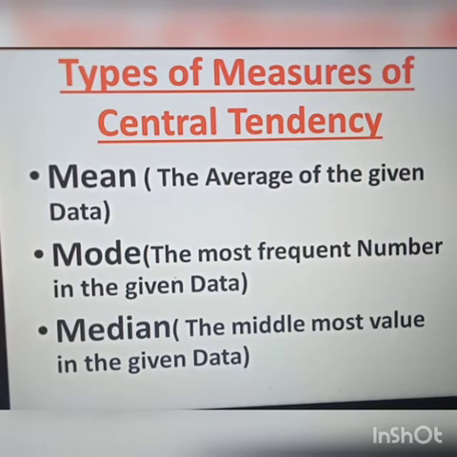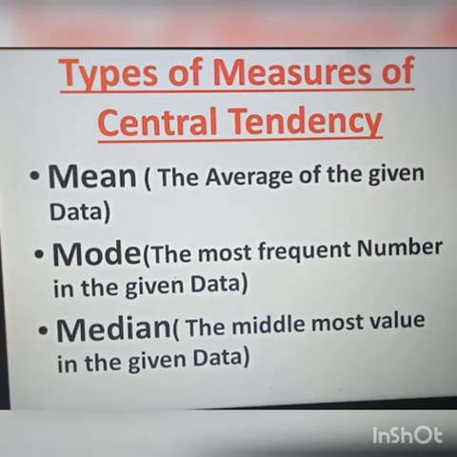The first one, mean. It is the average of the given data. We are familiar with this term average from our very junior classes. Many times we usually calculate average of some certain data. So the other name for that average is mean. Further formula for it and types of mean I'll elaborate later on.